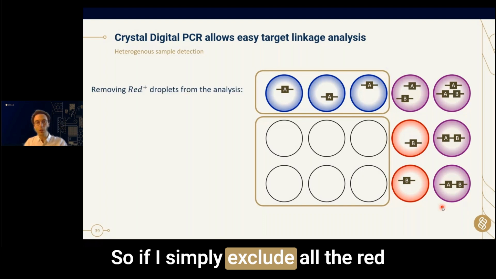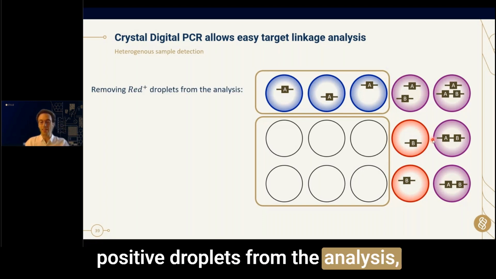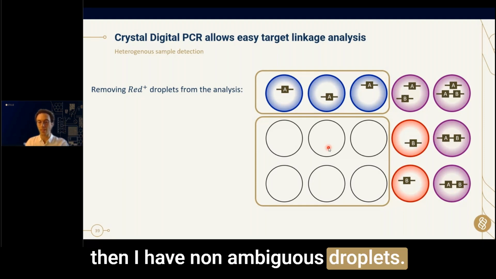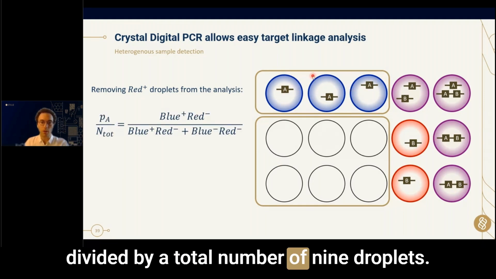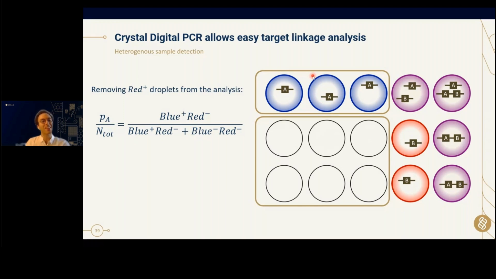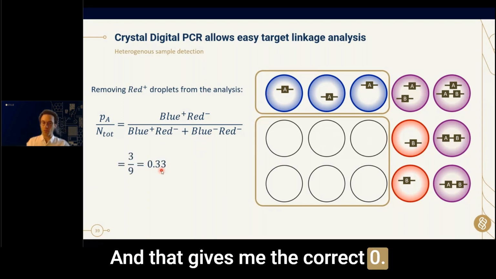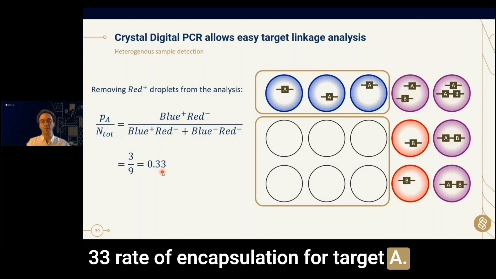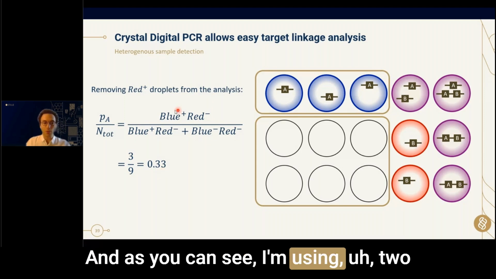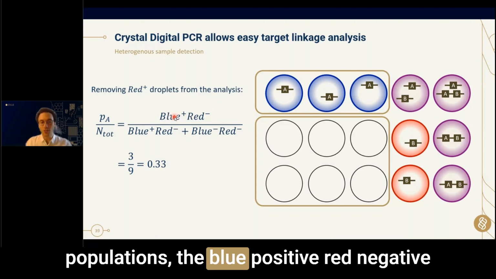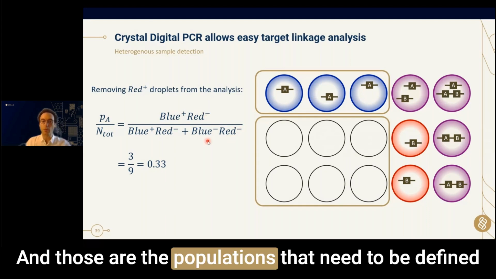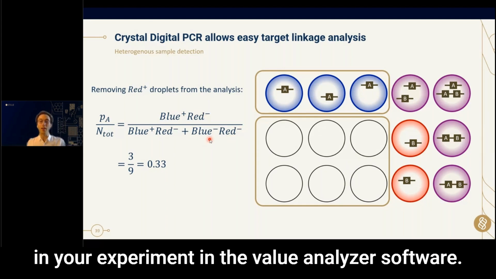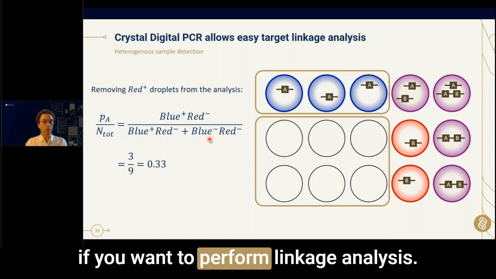So if I simply exclude all the red positive droplets from the analysis, then I have non-ambiguous droplets. I have 3 positive droplets for target A divided by a total number of 9 droplets, and that gives me the correct 0.33 rate of encapsulation for target A, okay? And as you can see, I'm using 2 populations, the blue positive, red negative, and the blue negative, red negative. And those are the populations that need to be defined in your experiment in the Nio Analyzer software if you want to perform linkage analysis.